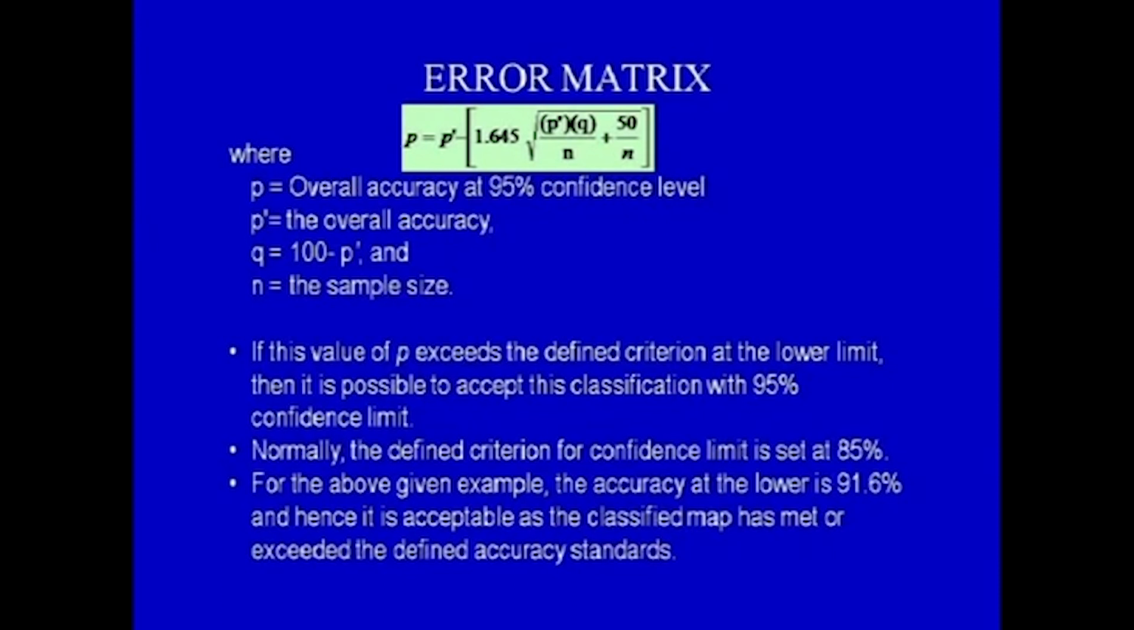If the value of p exceeds the defined criteria at the lower limit, then it is possible to accept this classification with 95% accuracy confidence limit. Normally, the defined criteria of confidence limit is set at 85%. For the given example here, the accuracy at the lower end is 91.6% and hence it is acceptable as the classified map has met or exceeded the defined accuracy standards.